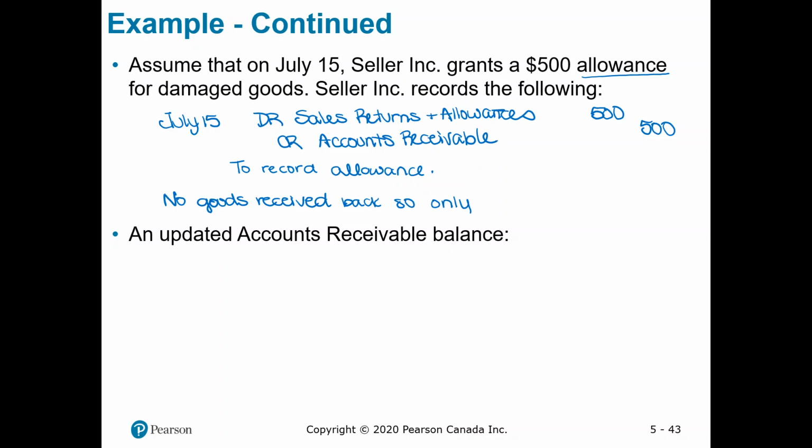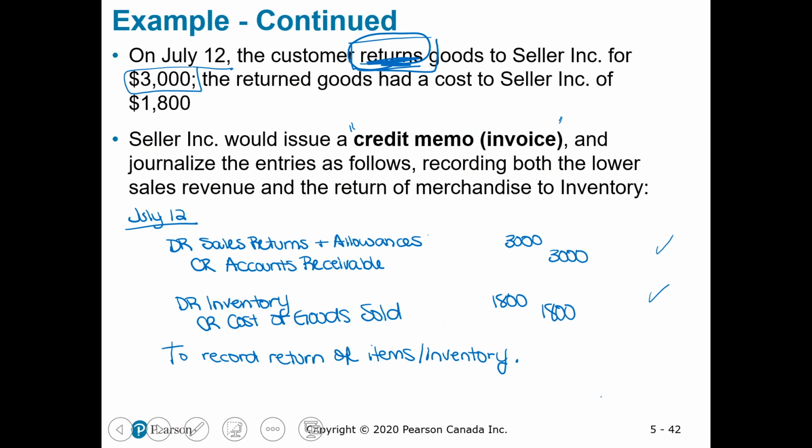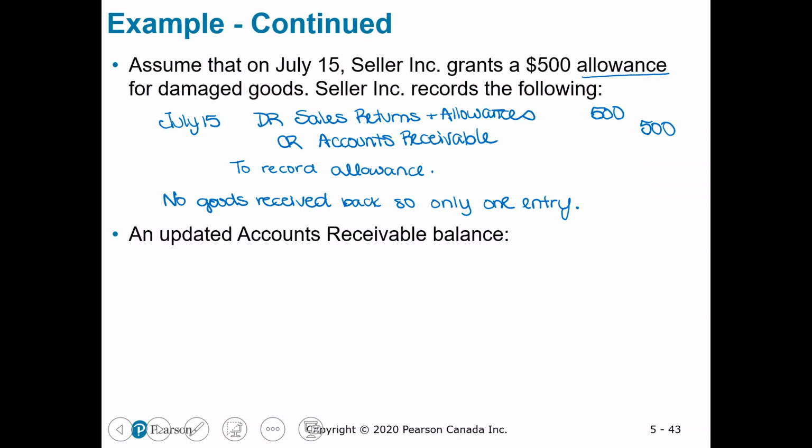So only the one entry when it comes to an allowance. With the returns, because we got something back, we put it back into inventory. An allowance, we didn't get anything back. So only reduce the revenue through the contra account and reduce the accounts receivable.